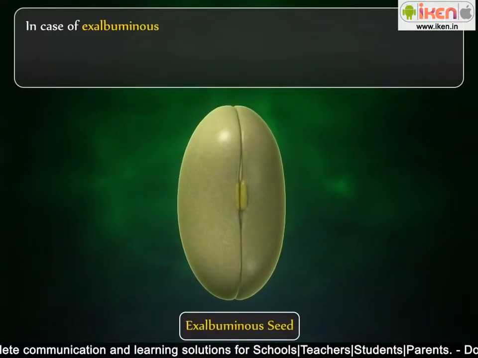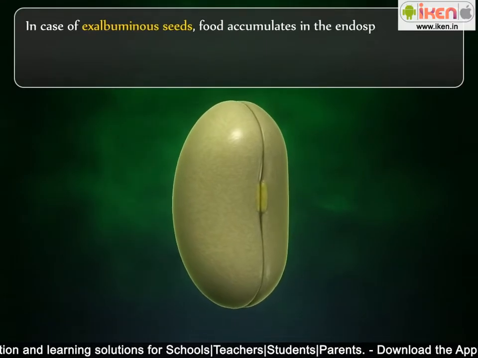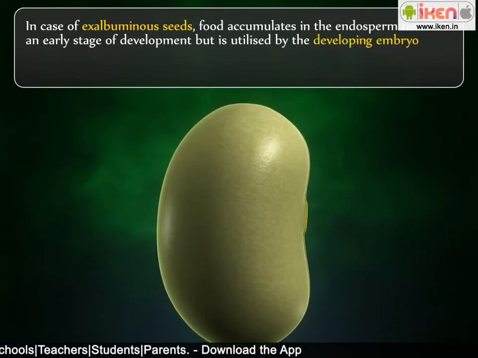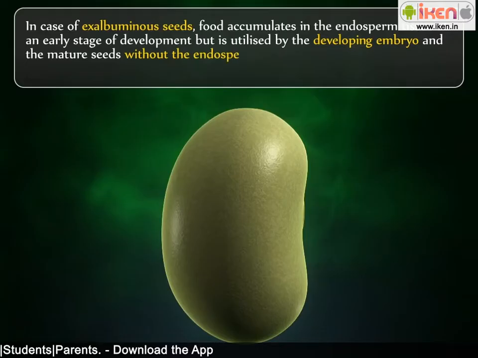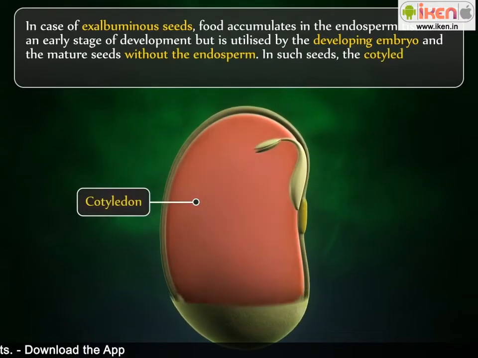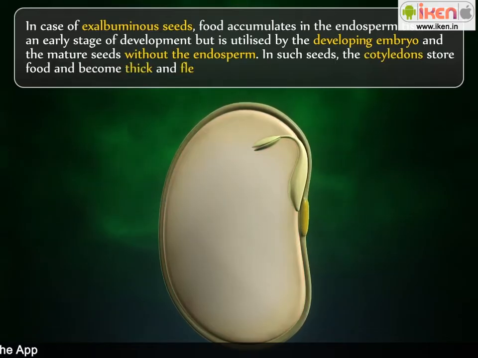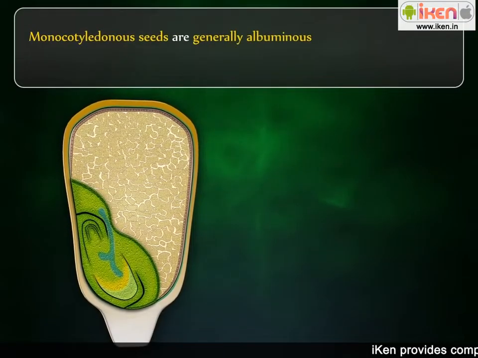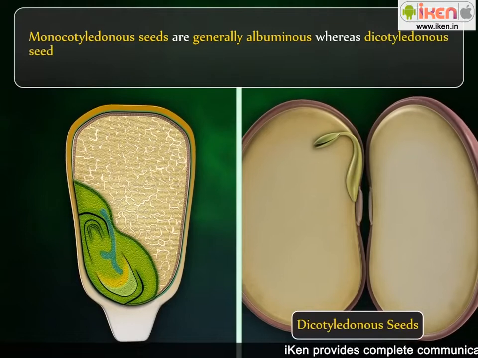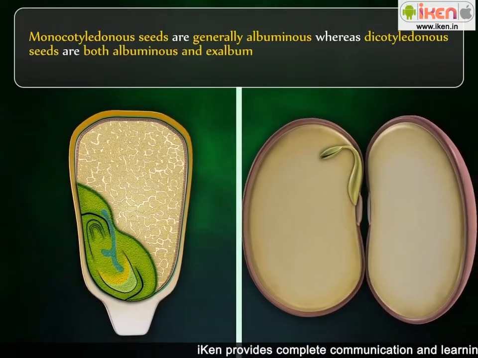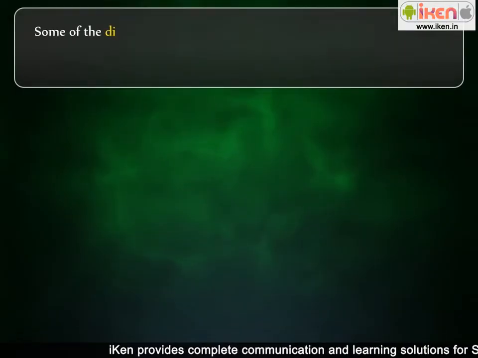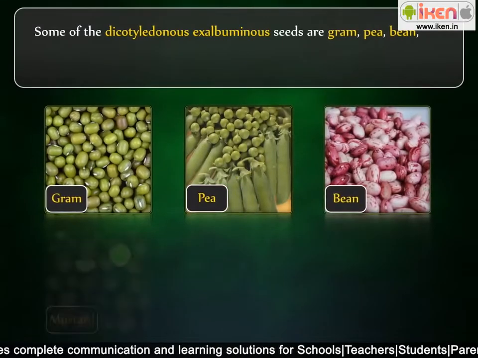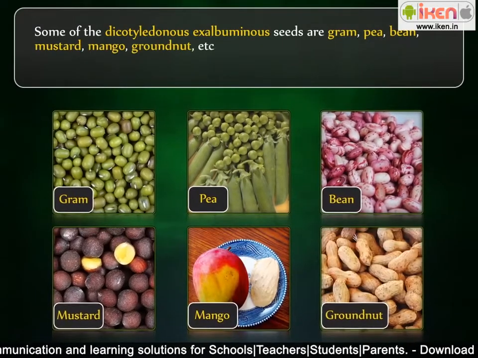In case of exalbuminous seeds, food accumulates in the endosperm tissue at an early stage of development but is utilized by the developing embryo, and the mature seeds are without the endosperm. In such seeds, the cotyledons store food and become thick and fleshy. Monocotyledonous seeds are generally albuminous in nature, whereas dicotyledonous seeds are both albuminous and exalbuminous. Some of the dicotyledonous exalbuminous seeds are gram, pea, bean, mustard, mango, groundnut, etc.